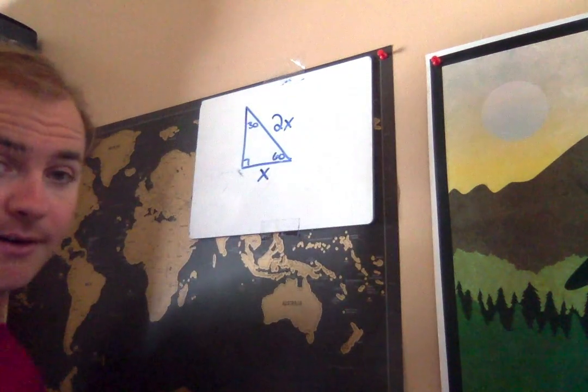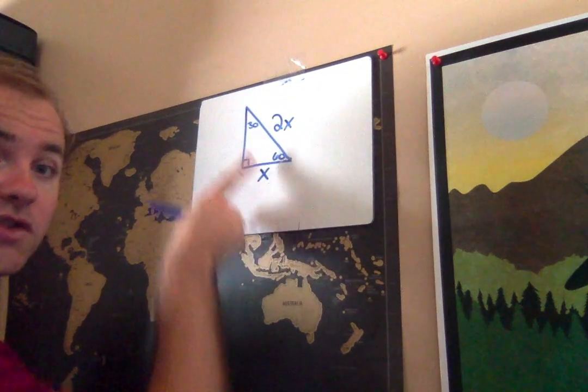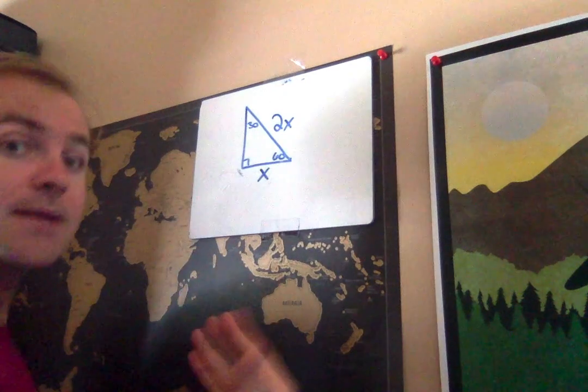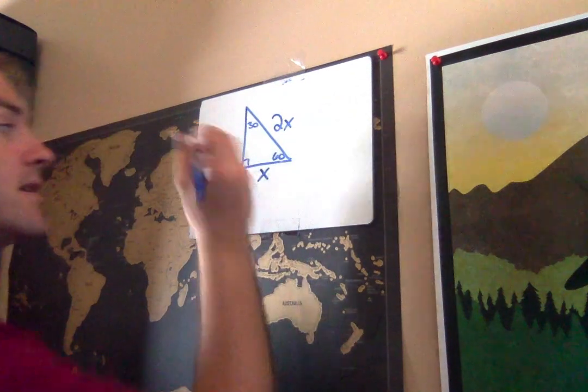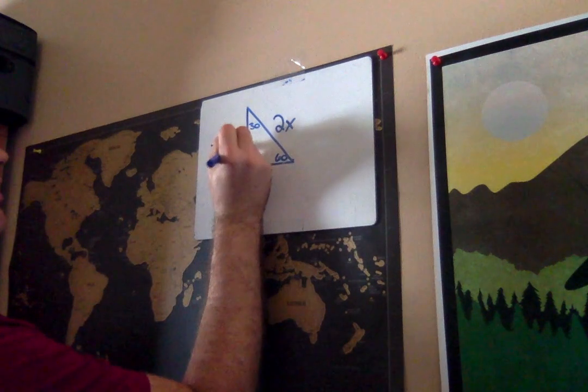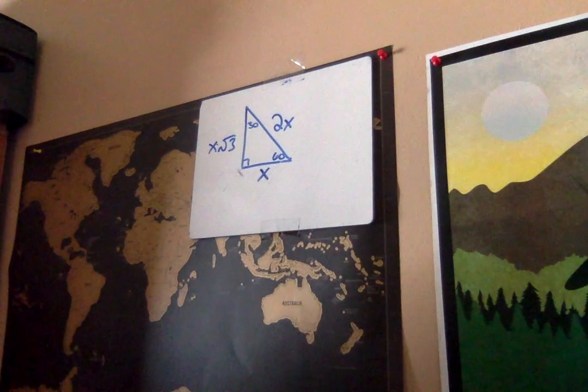And over here, to get from the small to the other leg, or you could say to the middle, because it's the medium side, you just multiply by rad 3. Consider that for a moment.